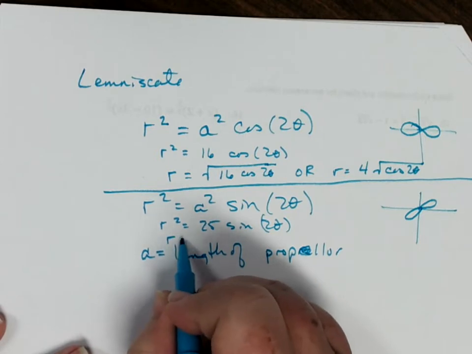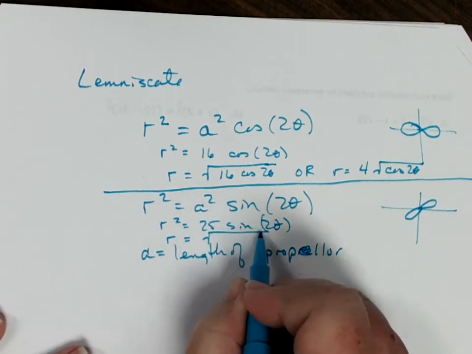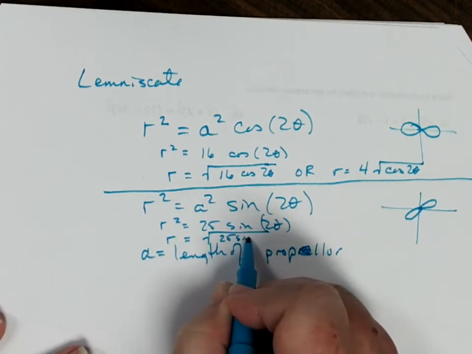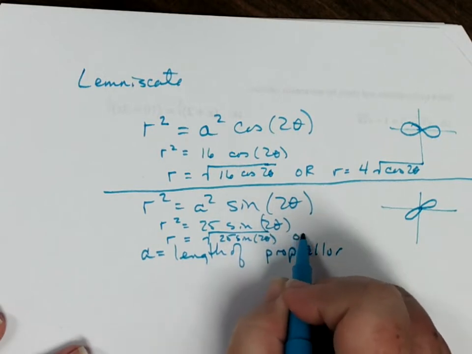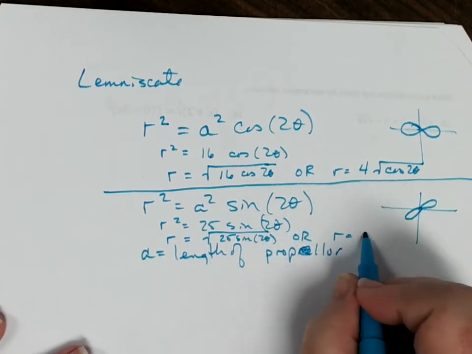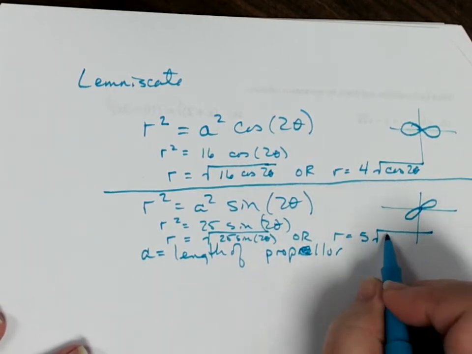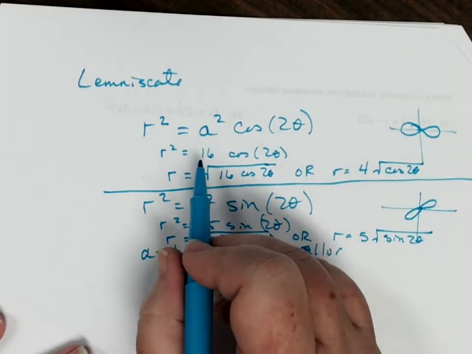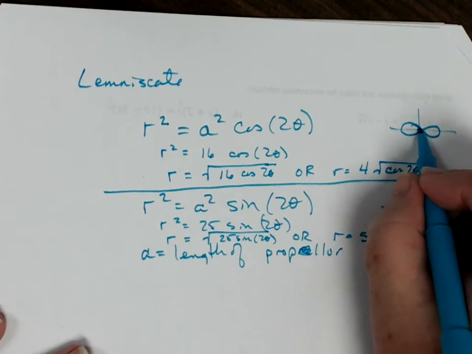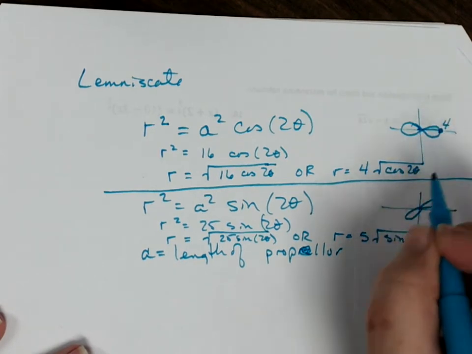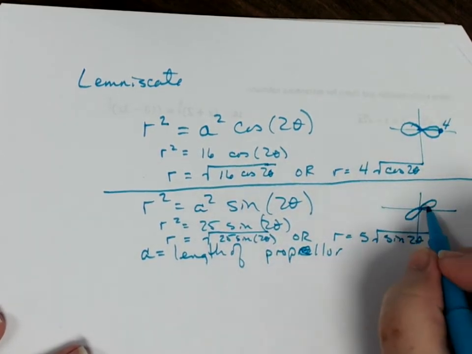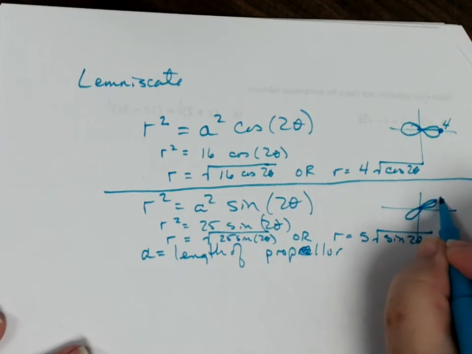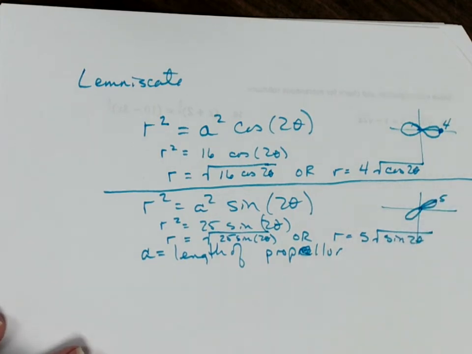This problem would be R equals the square root of 25 sine of 2 theta, or R equals 5 times the square root of sine of 2 theta. In this case, this distance right here would be 4 because that's the length of the pedal. In this case, this distance right here would be 5 because that's the length of the propeller.